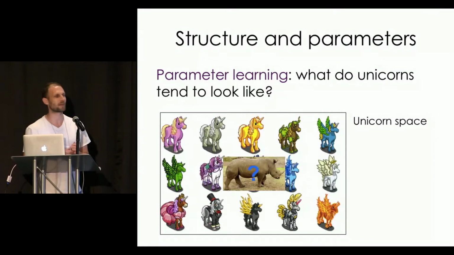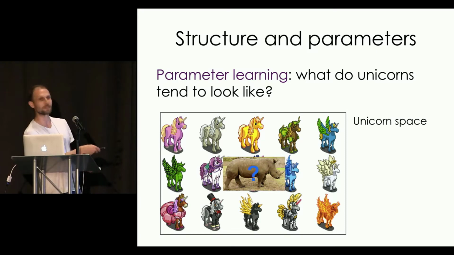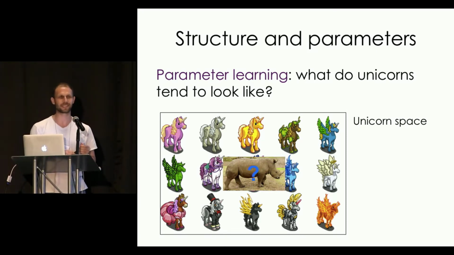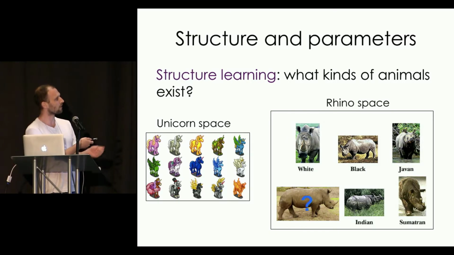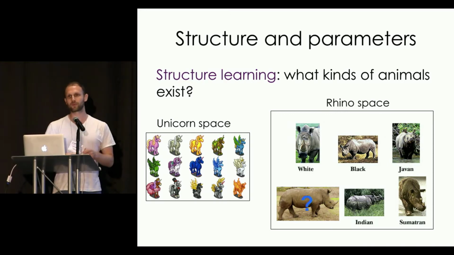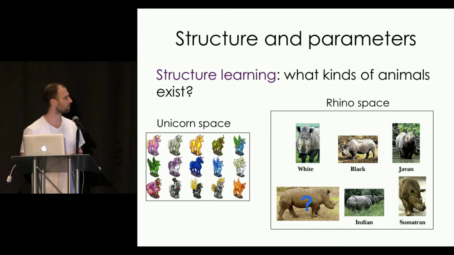Just to drive this point home, we can think about parameter learning as basically trying to fit the rhino into the unicorn space. What parameters do I have to change in the unicorn space to get something that looks like a rhino? Whereas structure learning is the problem of figuring out what the spaces are to begin with. What is the unicorn space and what is the rhino space? And when should we create an entirely new space to accommodate some surprising observation?